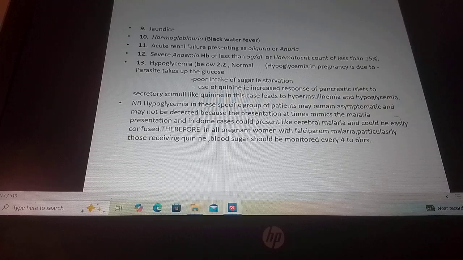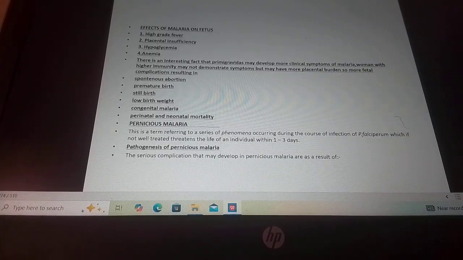Therefore, it is wise in all pregnant women with falciparum malaria, particularly those receiving quinine, that the blood sugar should be monitored every 4 to 6 hours, and that one should be keen. Now, the effects of malaria on the fetus. What are the effects of malaria on the fetus?